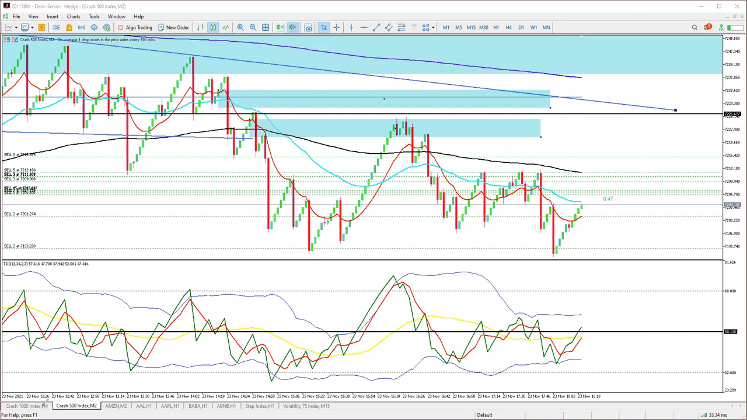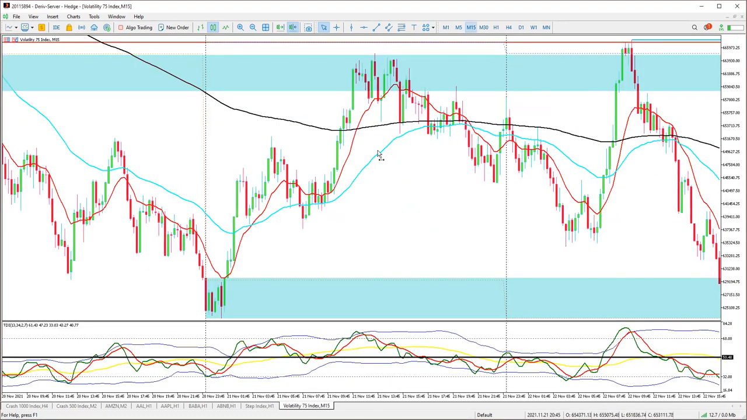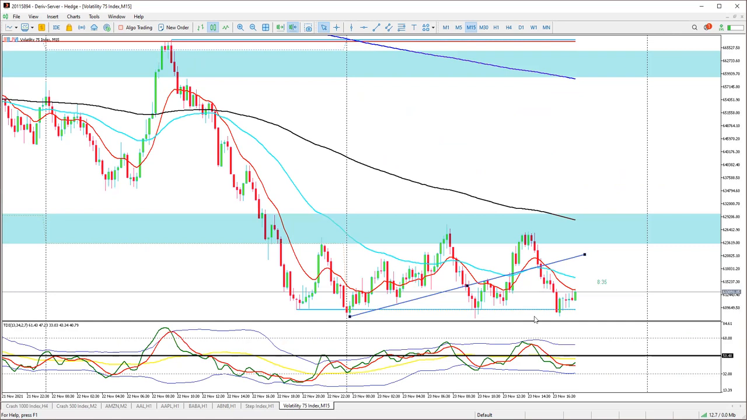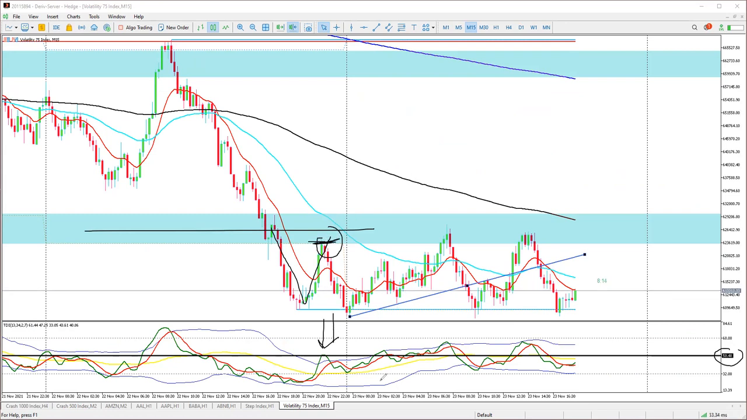So we looked at the crash, we looked at step. Let's look at V75. So if there's questions, do not hesitate to ask. This was marked yesterday again. We had this zone, which was broken, retested. So you'll be looking for entries here. TDI confirms it's trading below the 50. You do not hesitate to sell. As soon as you see this rejection, you check your TDI, right?